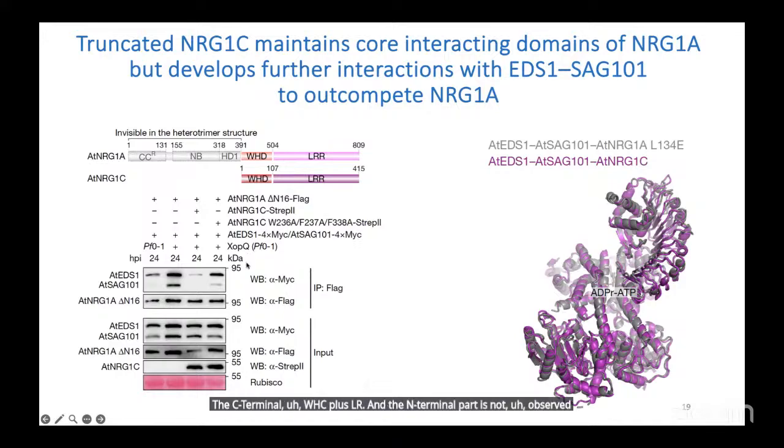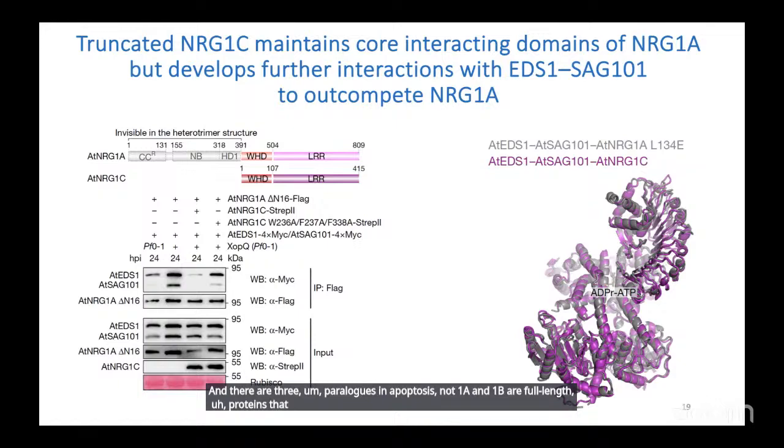observed in the structure, indicating that the N-terminal part is disordered and not involved in the interaction with EDS1, SAG101. And we further showed that the interaction interfaces between EDS1, SAG101, and NRG1A are critical for NRG1 oligomerization and cell death function. And there are three NRG1 paralogs in Arabidopsis. NRG1A and 1B are full-length proteins that positively regulate cell death with redundancy, while NRG1C is a truncated protein that Xin Li showed as an active regulator of cell death when overexpressed.